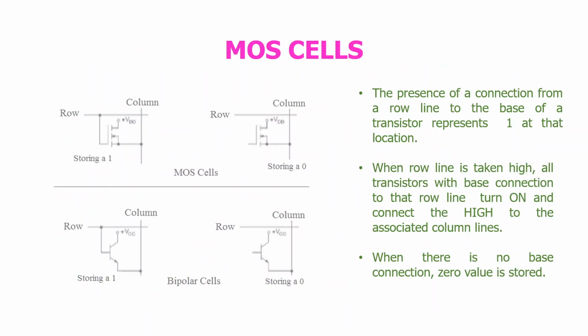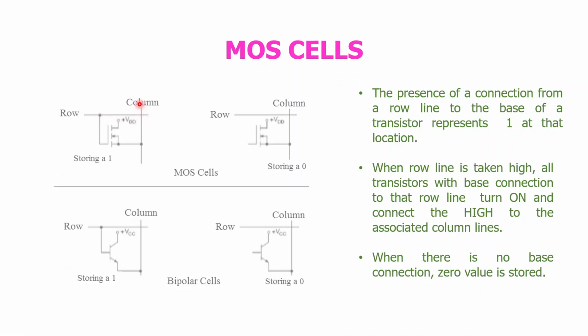So next, metal oxide cells. These are the types of technologies used for the manufacturing of ROM. The top one is representing MOS cells, and the bottom one is bipolar cells. As I explained in the previous video lecture, the memory is organized into rows and columns.